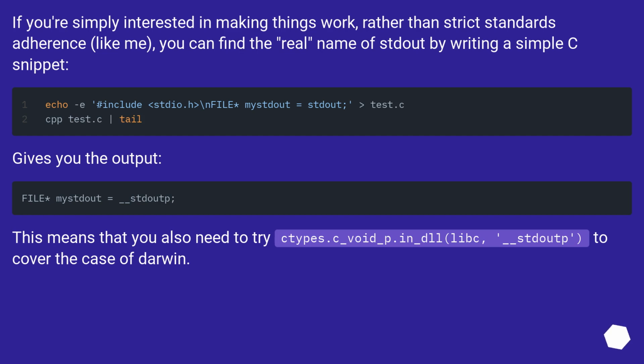If you're simply interested in making things work, rather than strict standards adherence, like me, you can find the real name of stdout by writing a simple C snippet. It gives you the output. This means that you also need to try ctypes.c_void_p.in_dll with __stdoutp to cover the case of Darwin.